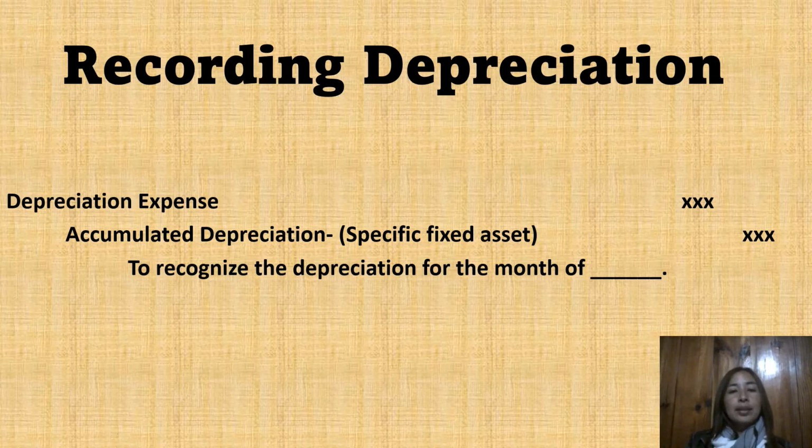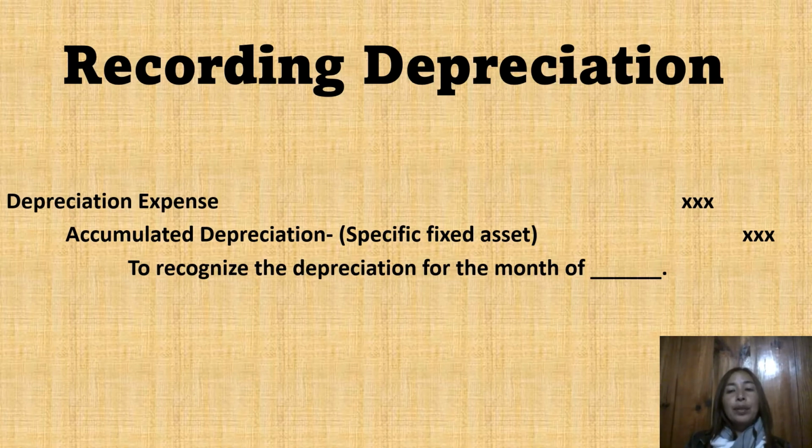Okay, and then we are going to put the explanation here to recognize the depreciation for the months of, anong buwan yan na depreciation. So ilalagay natin kasi malay mo kung anong buwan yan. So we have to specify it in our explanation. So yun, ulitin natin, ganito ang pag-record ng ating depreciation kapag ilalagay na natin sa journal entry natin.